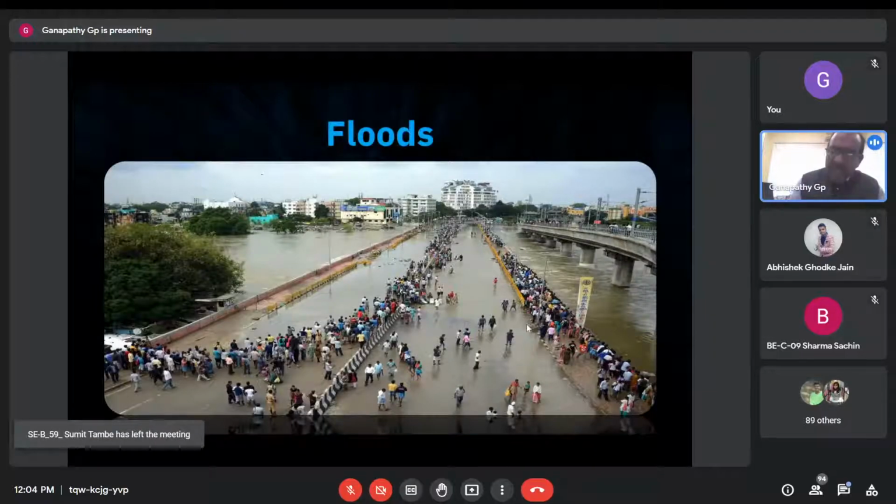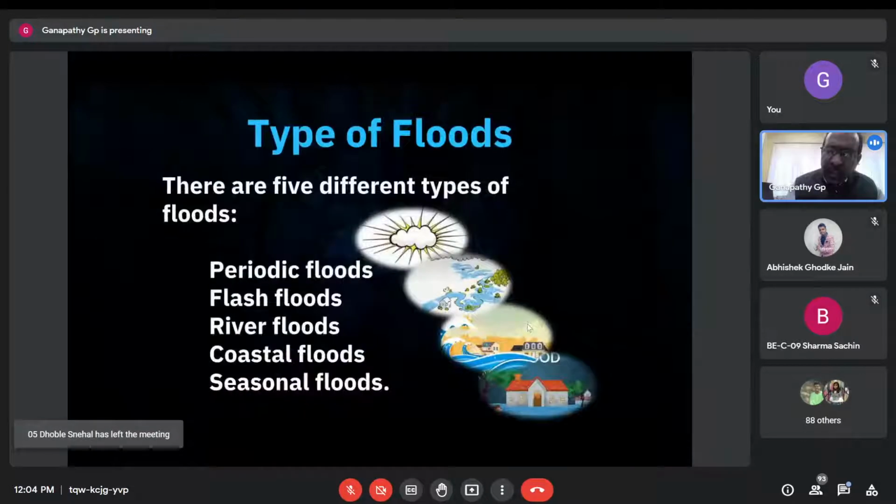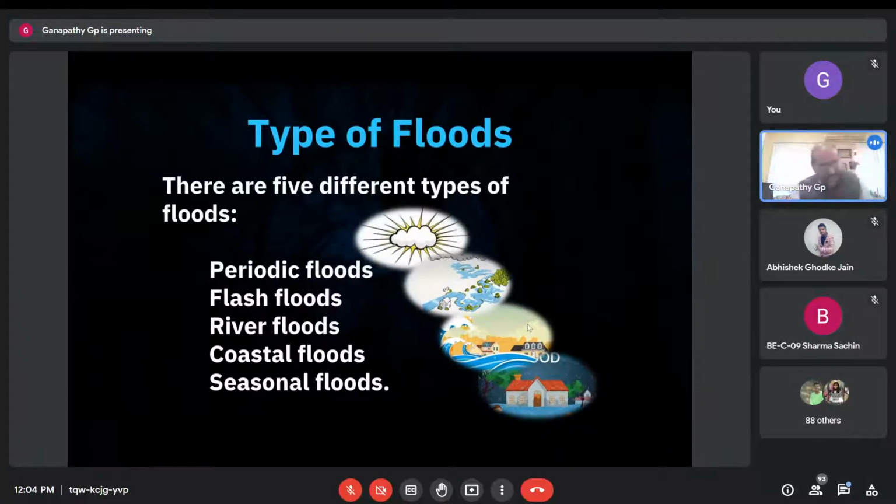Okay, so floods. Generally, if you have an overflow of water in a river, then you'll have a flood. But the thing is, we have different types of flood. That's the major problem in Mumbai or Chennai. All these major cities face different kinds of floods. We have periodic floods, flash floods, river floods, coastal floods, and seasonal floods. So what kind of flood is going to hit you, you need to understand very well.